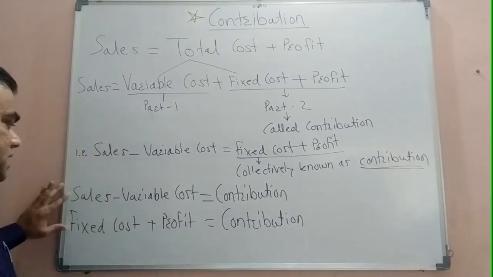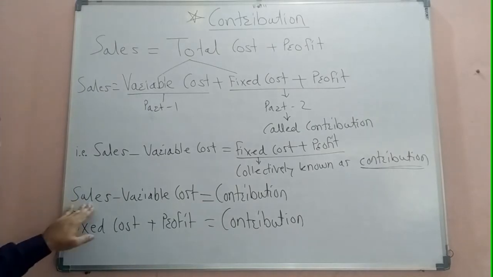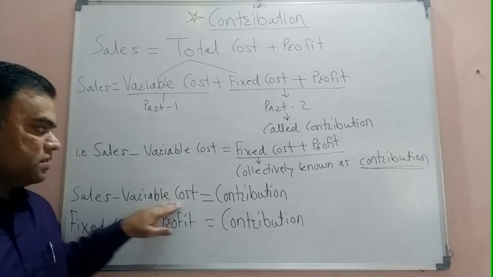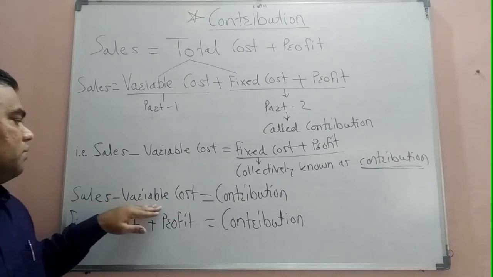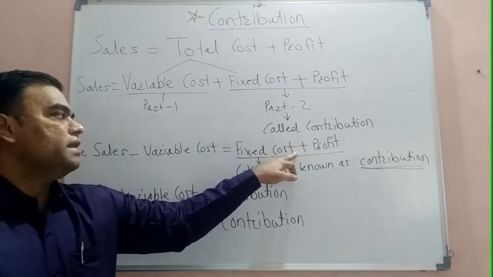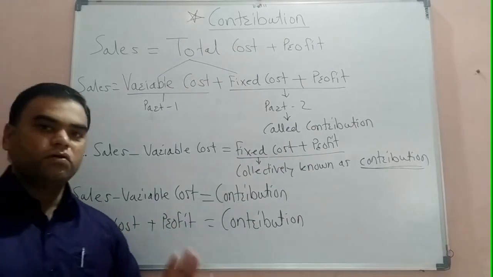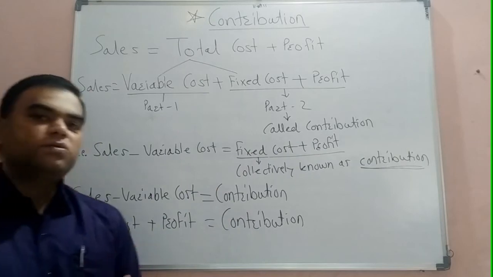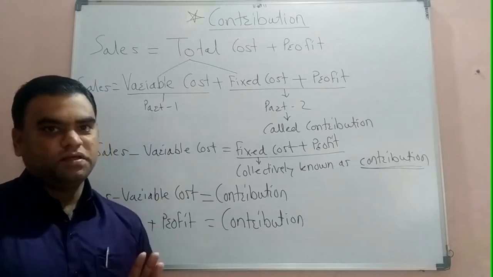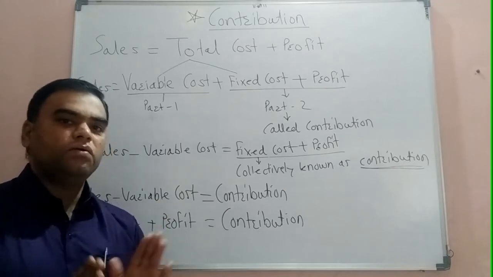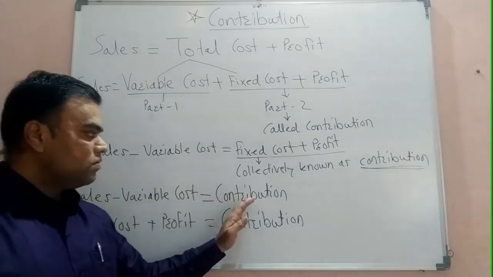That's why we can say there are two formulas by which we can calculate contribution. First, sales less variable cost is equal to contribution. Or in other words, if we deduct variable cost from sales, then fixed cost and profit remain. That's why we can say fixed cost plus profit is equal to contribution. So contribution means the total of fixed cost and profit. Or we can say sales less variable cost is equal to contribution.